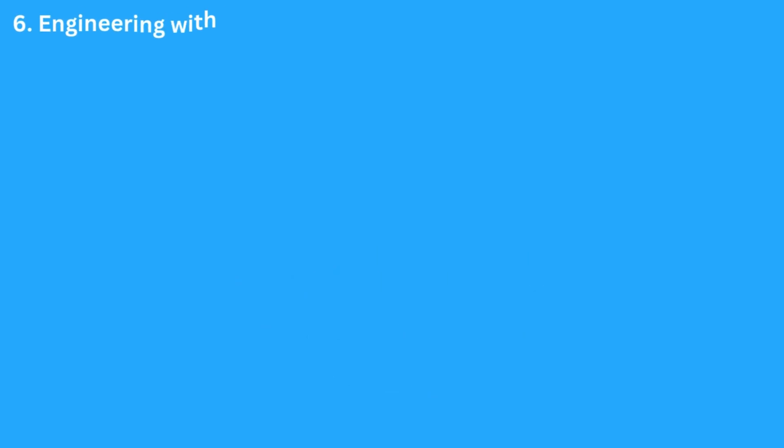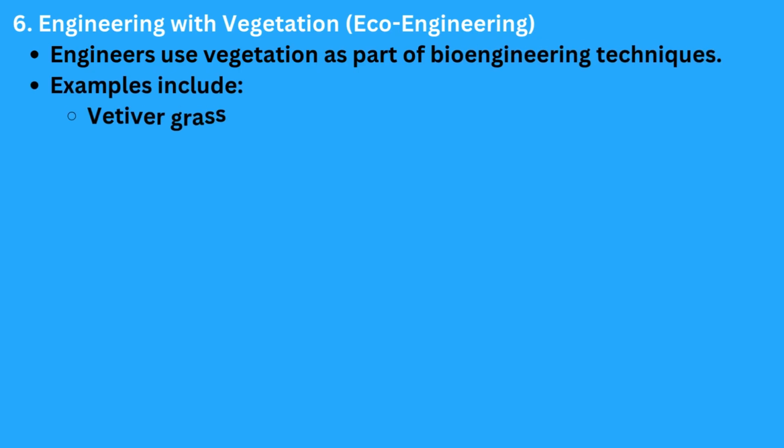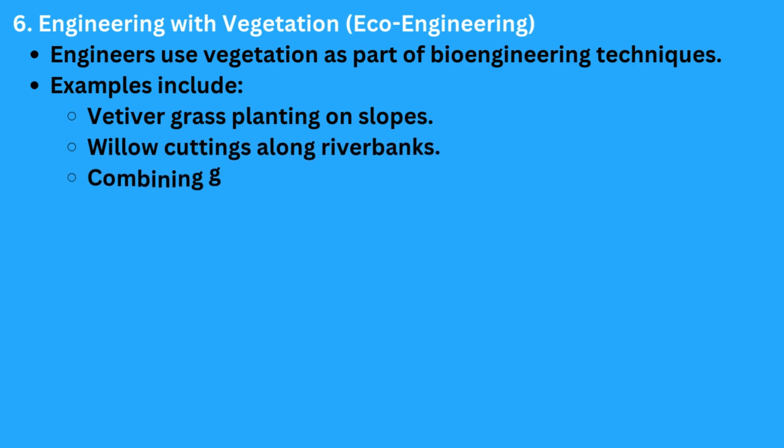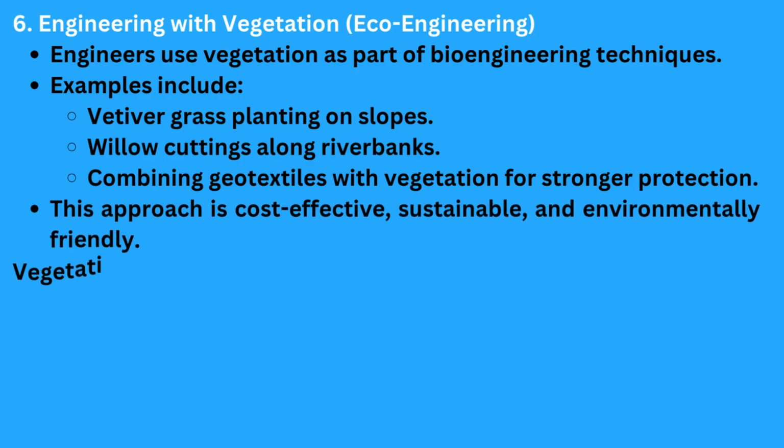6. Engineering with vegetation. Eco-engineering. Engineers use vegetation as part of bioengineering techniques. Examples include vetiver grass planting on slopes, willow cuttings along riverbanks, and combining geotextiles with vegetation for stronger protection. This approach is cost-effective, sustainable, and environmentally friendly.